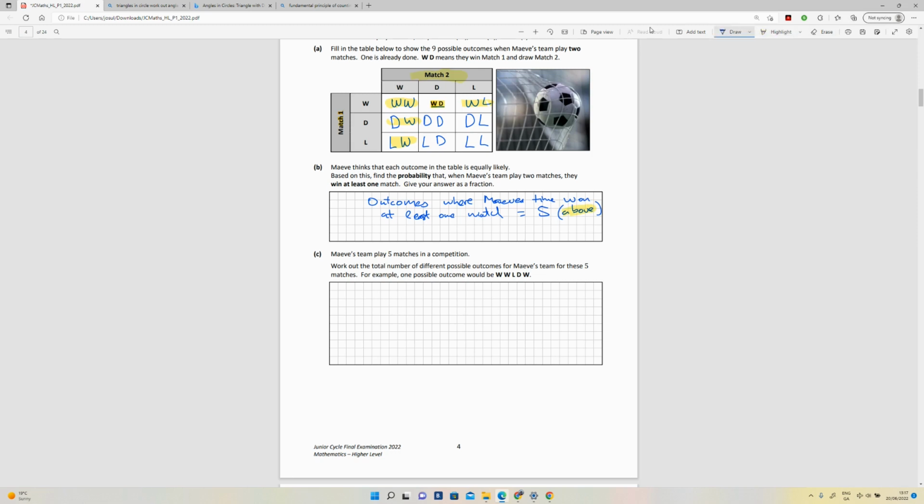The total number of outcomes we know is 9, so that's 3 by 3. So the probability then is equal to 5 all over 9. And they said to give your answer as a fraction, so you can leave it like this. So the answer is 5 over 9.